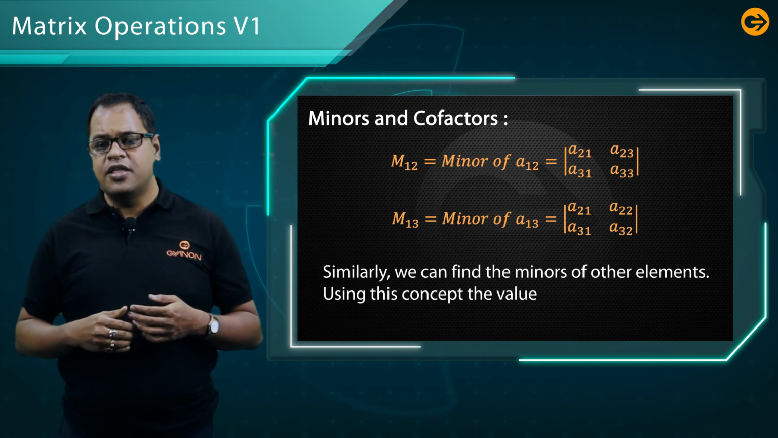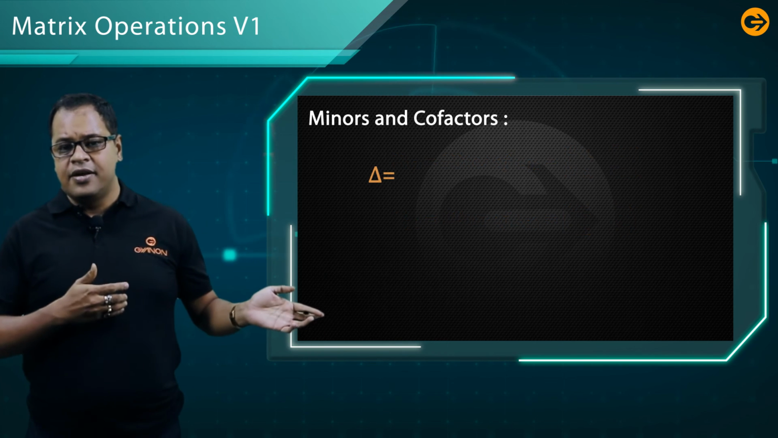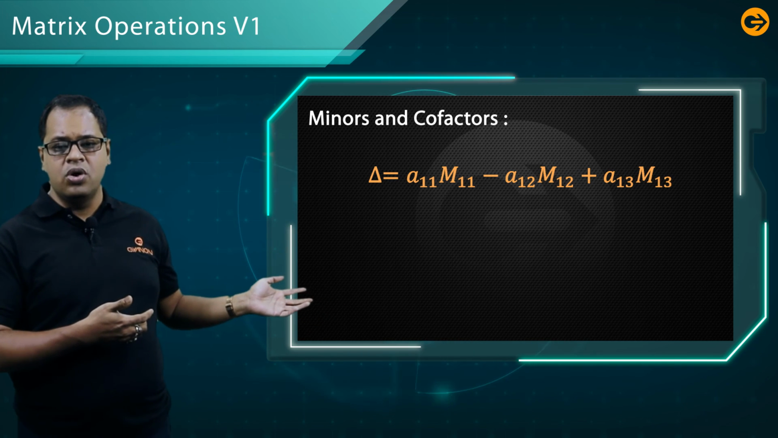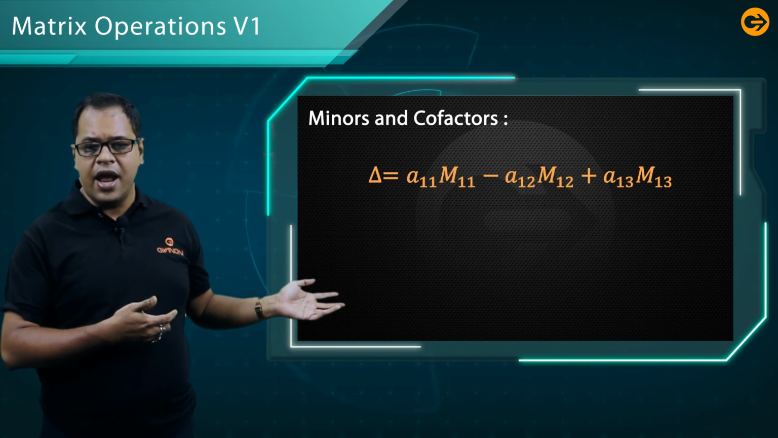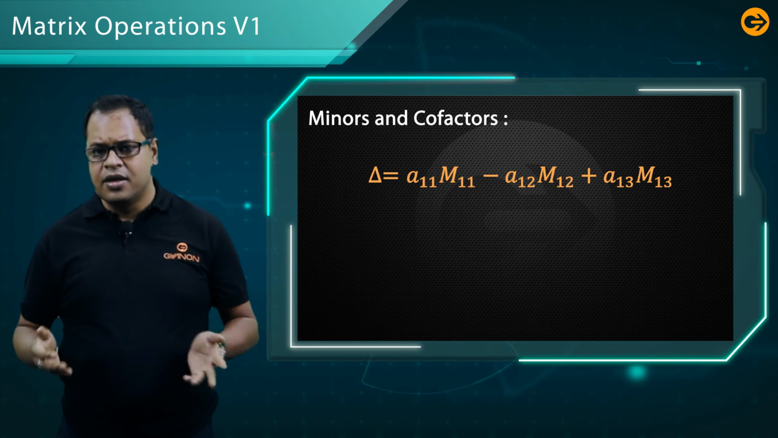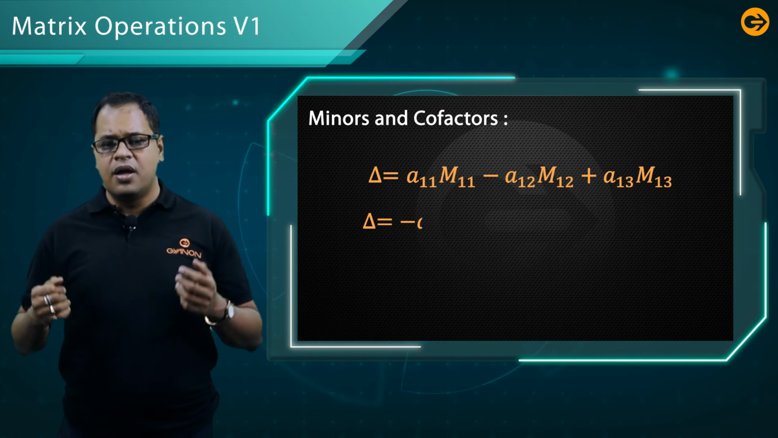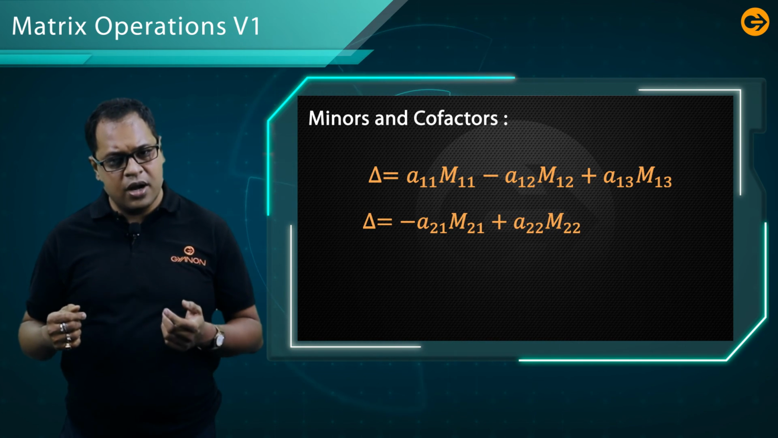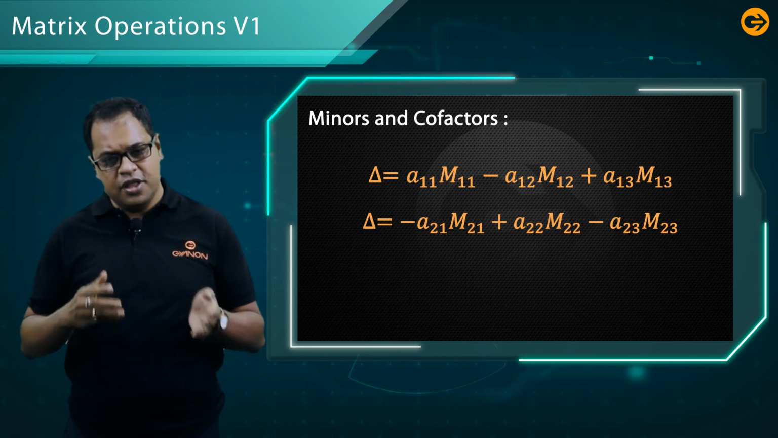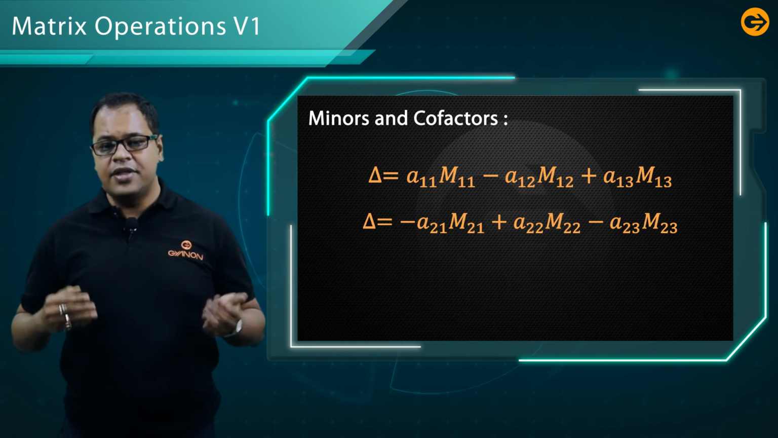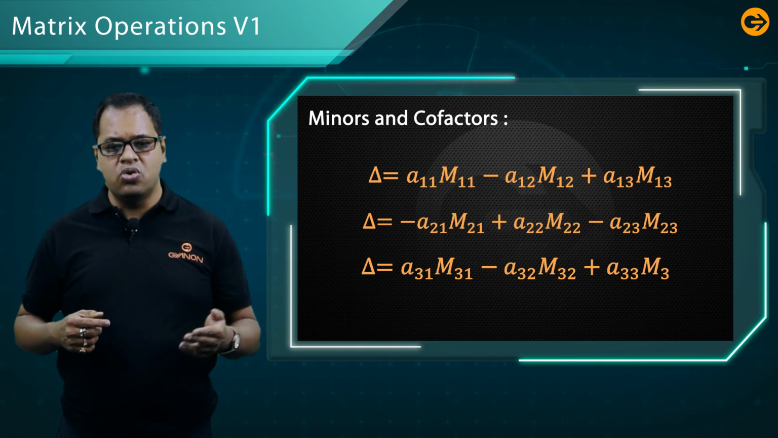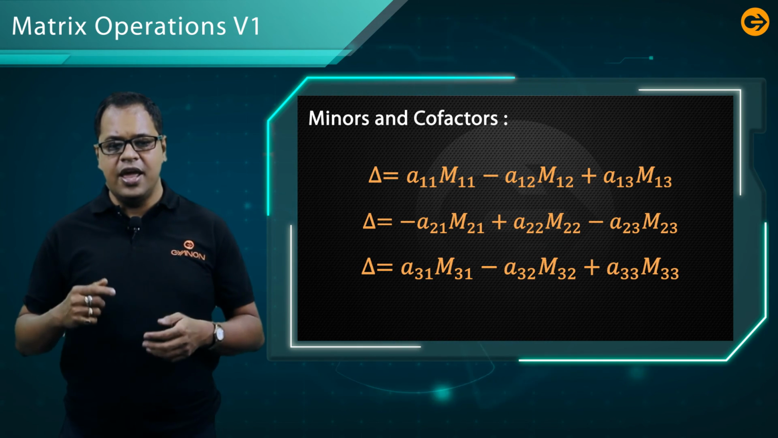Using this concept, the value of the determinant can be delta equal to a11 M11 minus a12 M12 plus a13 M13. Can you represent this determinant in some other way? Yes, you can. This can be represented by delta equal to minus a21 M21 plus a22 M22 minus a23 M23. This is one way. There is another way: delta is equal to a31 M31 minus a32 M32 plus a33 M33.